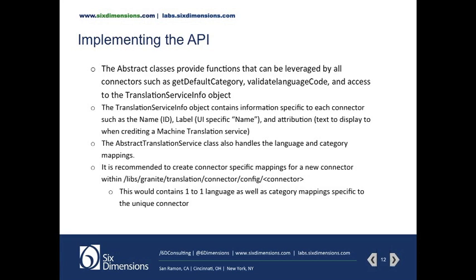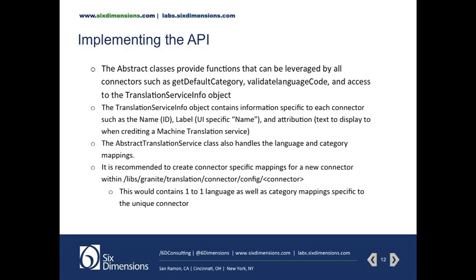So the abstract classes that I alluded to before provide functions that can be leveraged by all connectors, such as the get default category, validate language code, and access to the translation service info object. So like I said, I highly recommend extending the abstract, because then you don't have to reinvent the wheel.